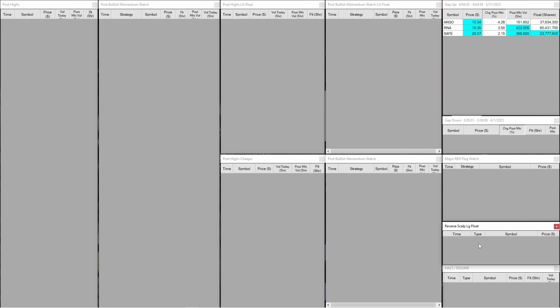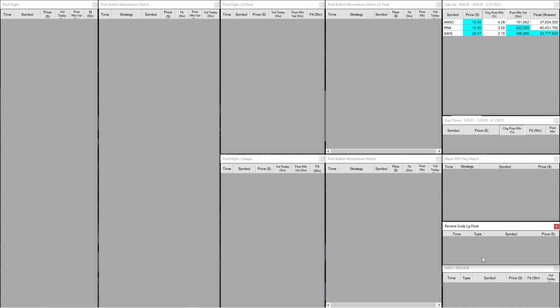Below that, we've got the reverse scalp large float, and we've had this one for a long time. This one is specific to larger float names. What it's trying to look for is stocks that are really gapping down hard, and typically it's on news, looking for a possible oversold reversal. But again, it's going to be larger float. You can see that LG float, larger float.